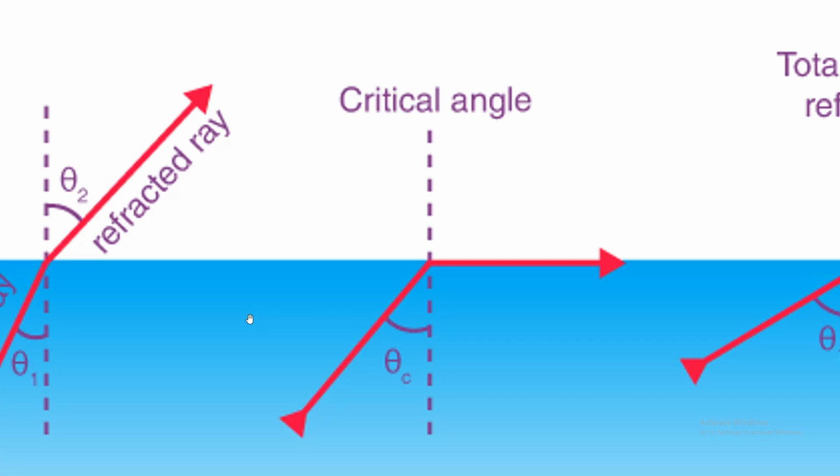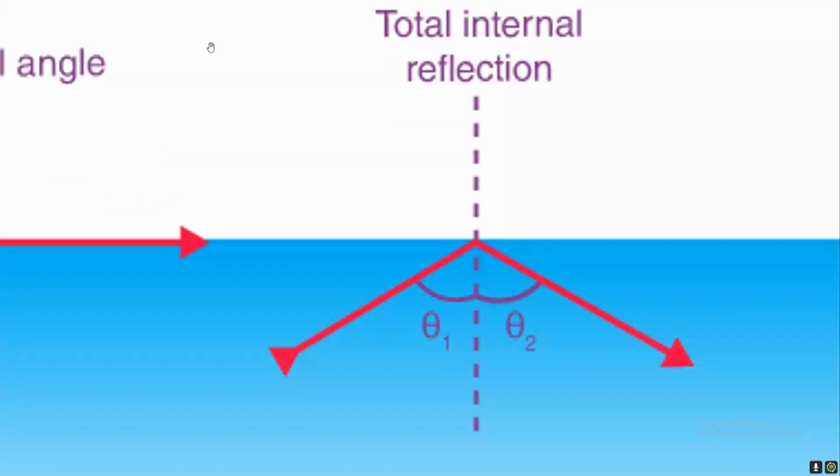In the middle section of the image, when the incident angle equals the critical angle, the light ray goes along the surface instead of passing into the air. This indicates that the refracted ray has reached its maximum angle of refraction, which is 90 degrees.